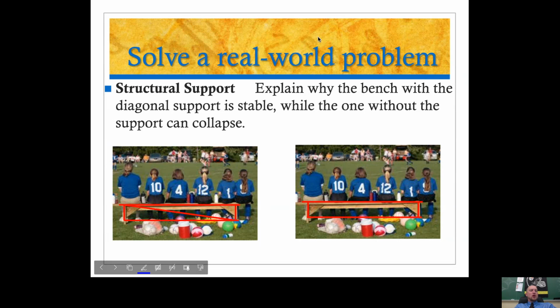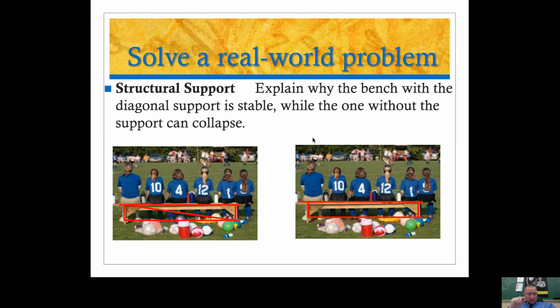This is a great example. Solve a real-world problem. Structural support. Explain why the bench with the diagonal support is stable, while the one without the support can collapse. Well, this is the same photo, just so you know. I just kind of drew over top of this and drew a support on here. This bench is definitely more stable than this one because of the support. But why is that?